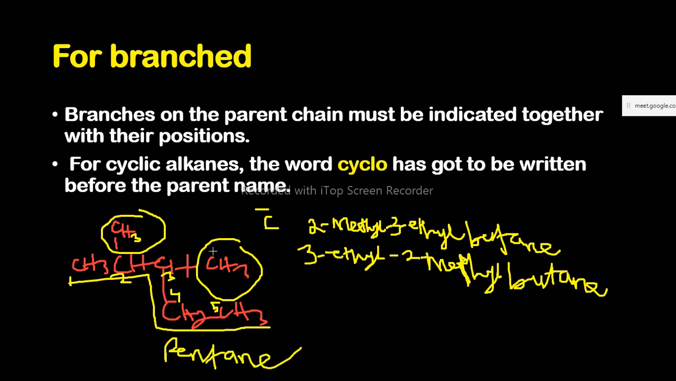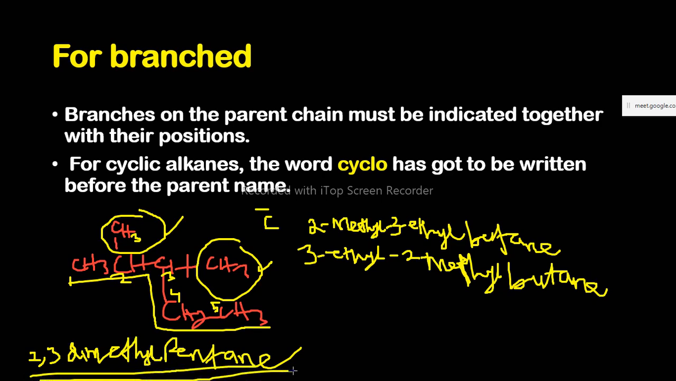And then the groups that are attached on the longest chain are this one and this one, and they are all methyl groups. The one is attached on carbon 2, another one is attached on carbon number 3. So it shall be 2,3-dimethylpentane. So this is going to be the name of our compound.